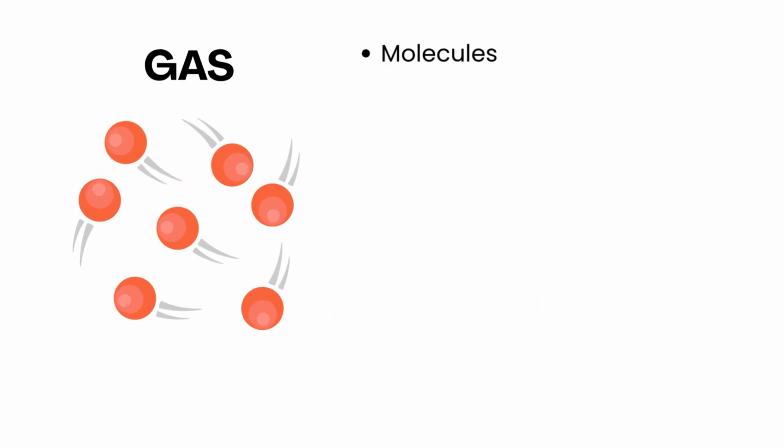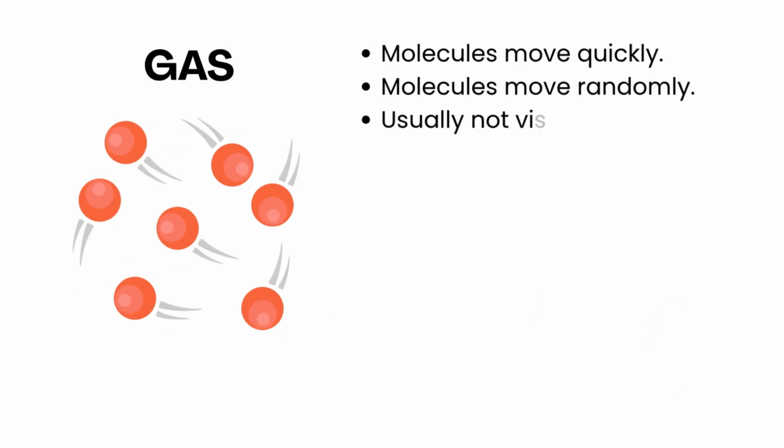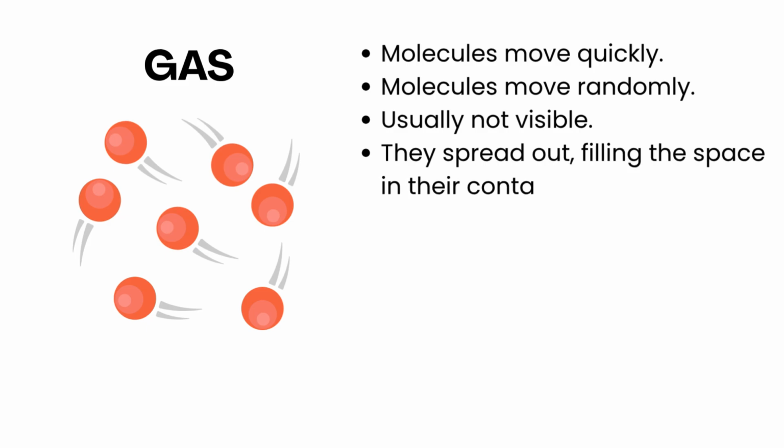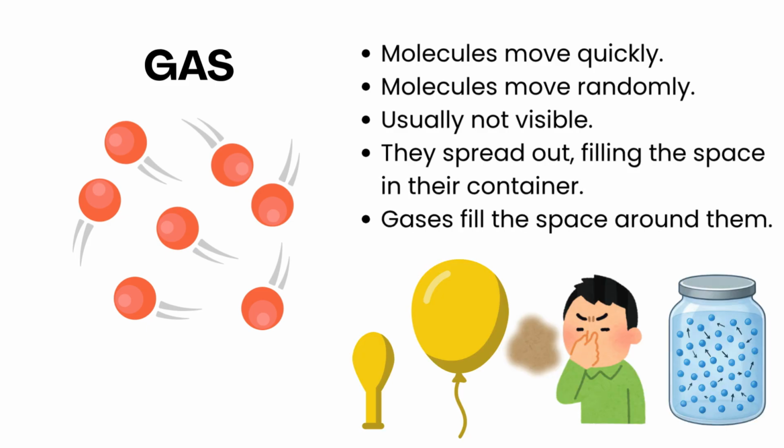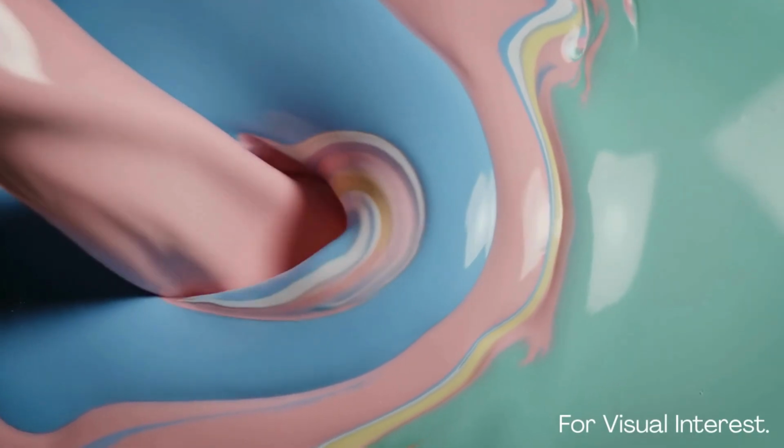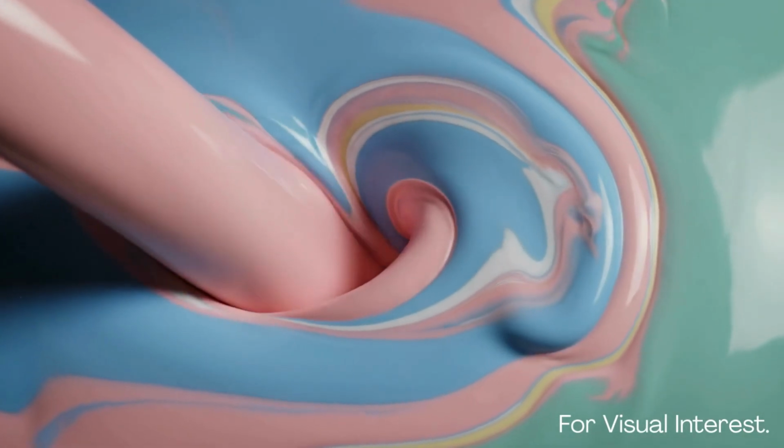Gas molecules move quickly in random directions, but they are usually not visible. Gases spread out and fill all the space in their container. If there is no lid, gases will escape and fill the space around them. Can matter act like a solid and a liquid at the same time?